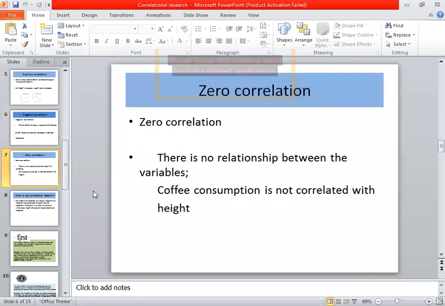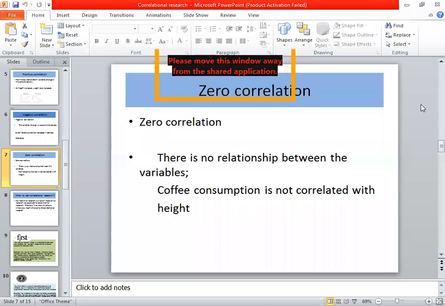After negative correlation, the third type of relationship between variables in correlational research is called zero correlation. Now, what do we mean by zero correlation? That there is no relationship between the variables. It means that the variables which the researcher has taken for the purpose of finding out the association or relationship between them, after conducting the research, nothing occurs, which means there is no type of relationship between the variables.